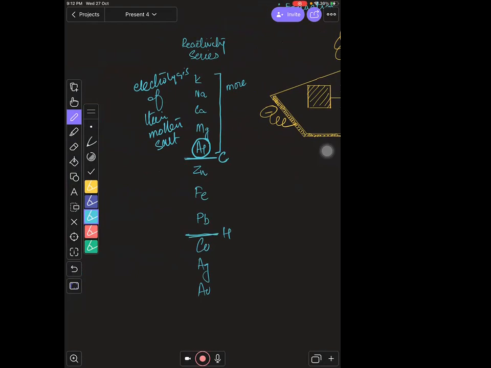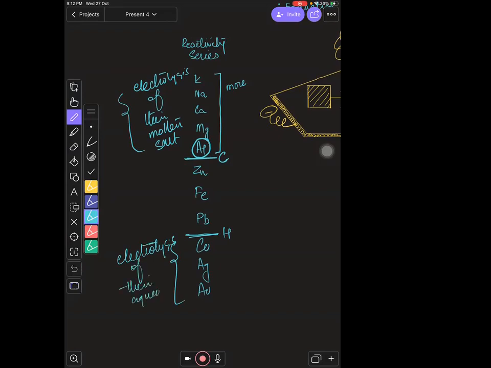And I have told you earlier that the elements that are more reactive than carbon can only be extracted by electrolysis, and especially electrolysis of their molten salts, right? Now you can also extract some by electrolysis of their aqueous salts, because they are less reactive than hydrogen.